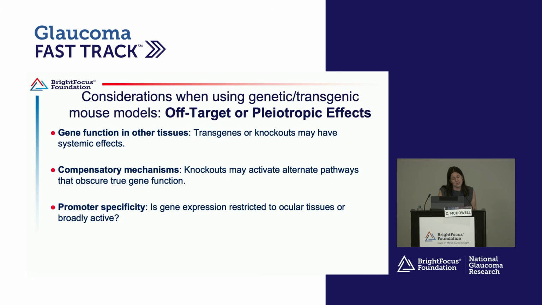And then the next consideration would be promoter specificity. So is the gene expression restricted to ocular tissues, or is it broadly active? And this is important when you're looking at conditional knockouts. Are you truly knocking that gene out only in the trabecular meshwork, or is it getting knocked out somewhere else that might have some compensatory mechanism that you're not considering in the model?